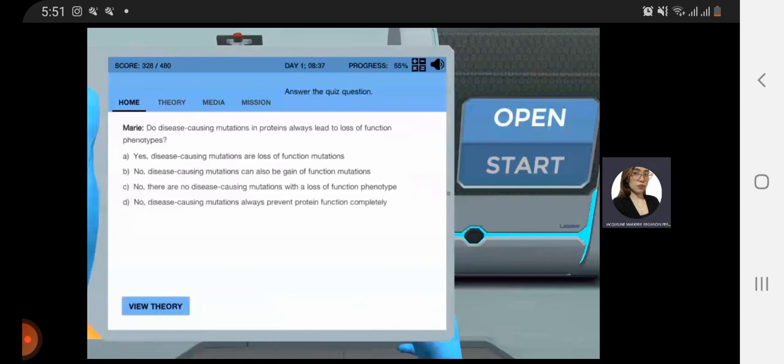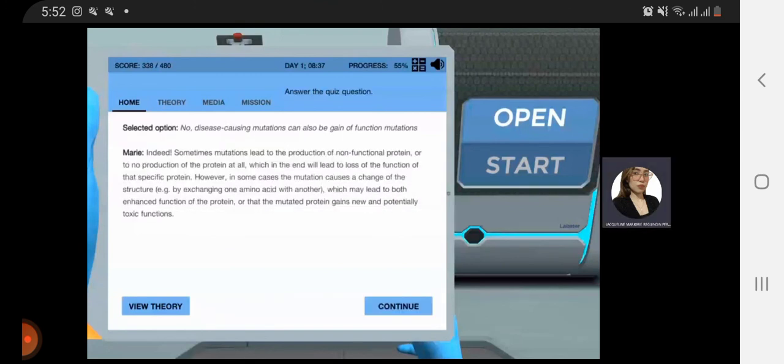Do disease-causing mutations in proteins always lead to loss of function phenotypes? Indeed, sometimes mutations lead to the production of non-functional protein, or to no production of the protein at all, which in the end will lead to loss of the function of that specific protein. However, in some cases the mutation causes a change of the structure, which may lead to both enhanced function of the protein, or that the mutated protein gains new and potentially toxic functions.